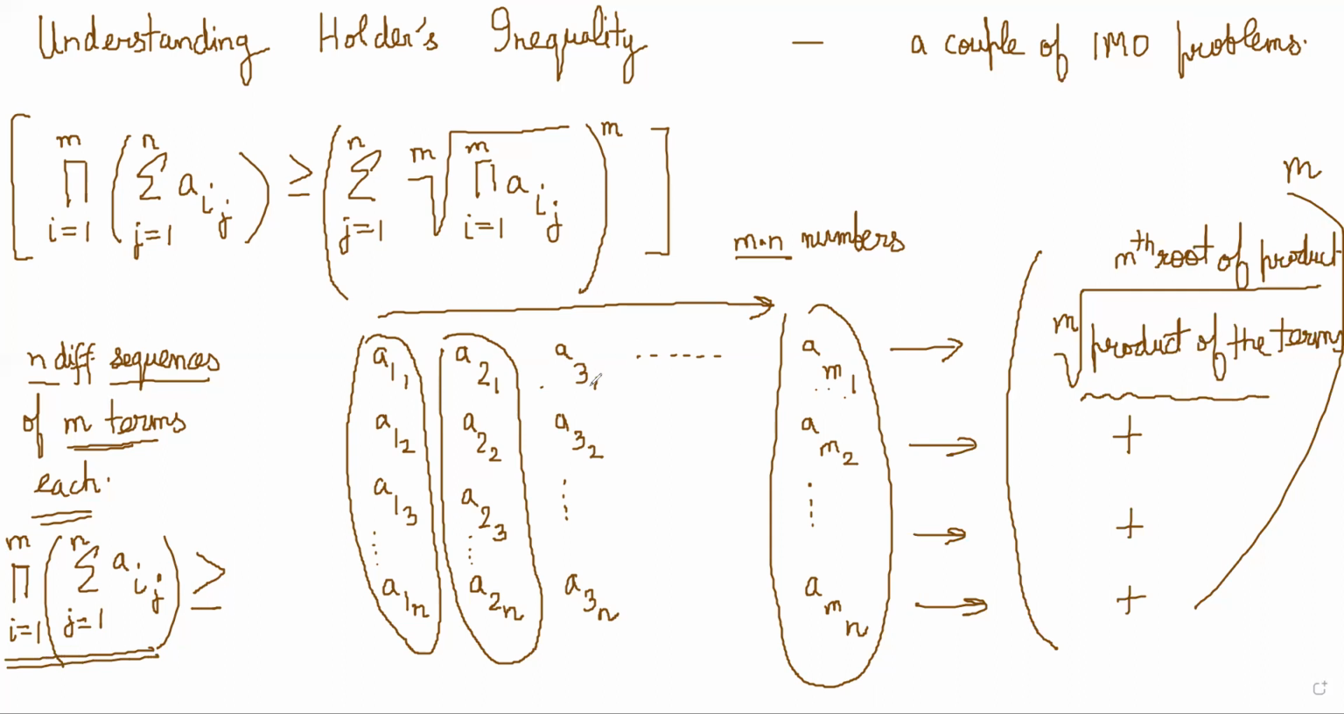I will just take a few examples to illustrate this. Let's say we have A1, A2, A3, B1, B2, B3, C1, C2, C3. These are 9 positive real numbers. Now, what is your n and what is your m? m is equal to 3, n is equal to 3. There are 3 terms in a row and there are 3 sequences.